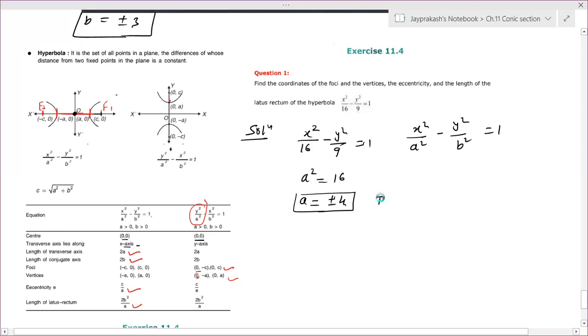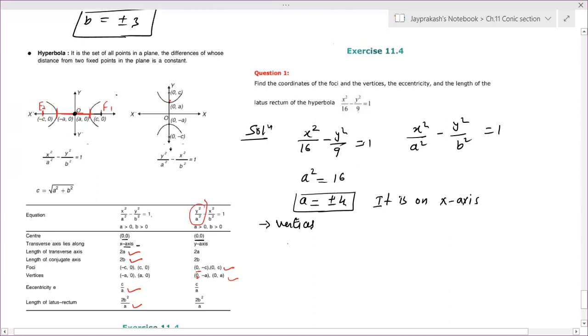So it is on the x-axis. Now let's find the vertex. If we talk about the vertices, we can write here the vertices will be minus a comma 0 and a comma 0. So that is 4 comma 0 and minus 4 comma 0.